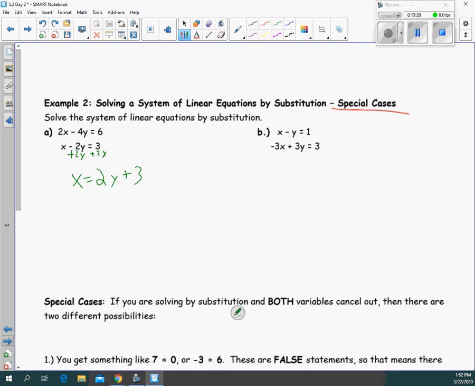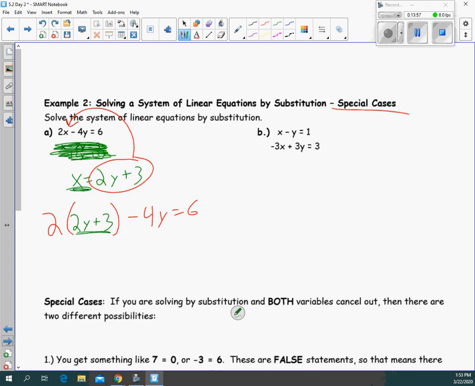So 2y plus 3 is equal to x. I can basically disregard that entire first equation because I have what x is. This is what I wanted. I wanted an x all by itself, so I'm going to take that and substitute it in for the x. Okay? When I do that, it looks like this. 2x minus 4y equals 6. And instead of writing x there, I'm going to write 2y plus 3. Why did I write 2y plus 3? Because that's what x is, right?